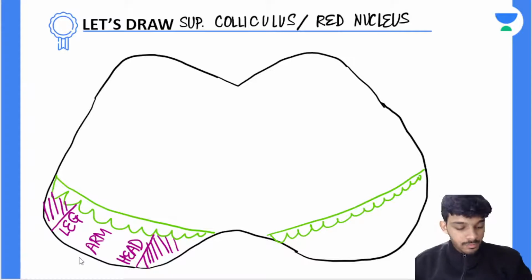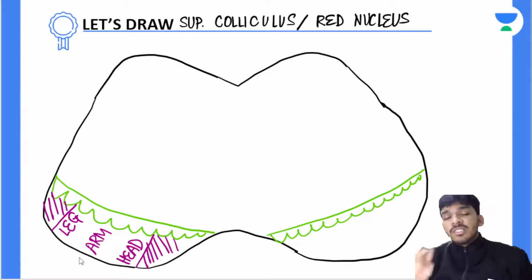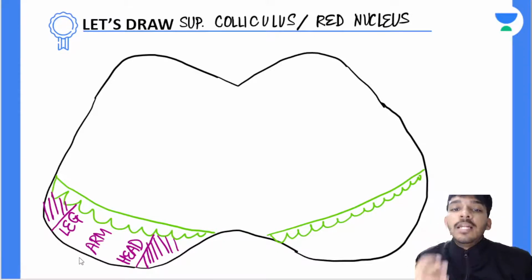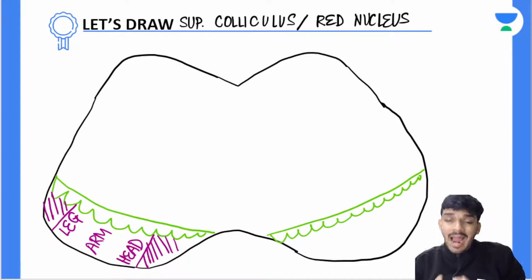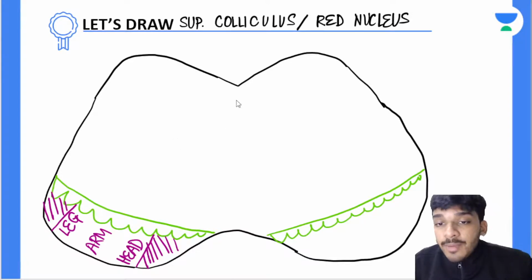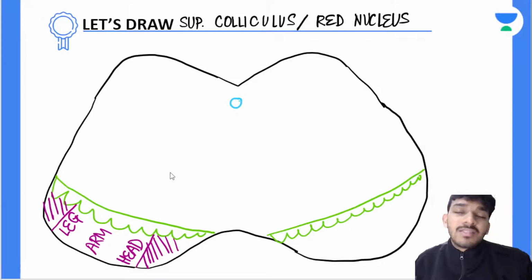Right? Very important. So this is the crus cerebri and the substantia nigra. I am not making any additional labelings. Okay. So the important thing here to draw is the tectum and the tegmentum. For tectum and tegmentum, first of all, you will draw the cerebral aqueduct. This is the cerebral aqueduct. I'm not making any labelings.